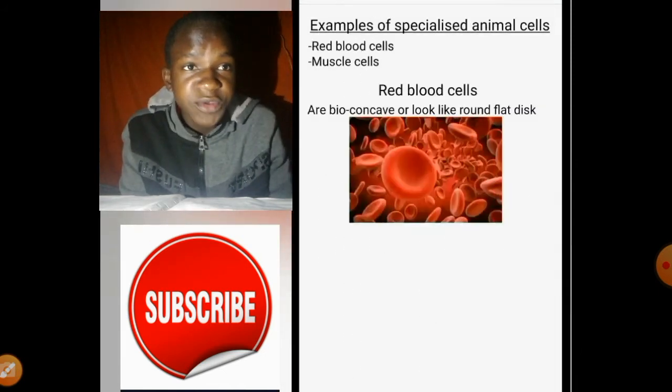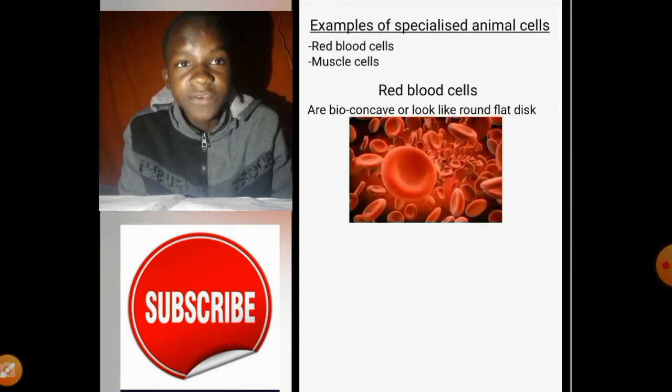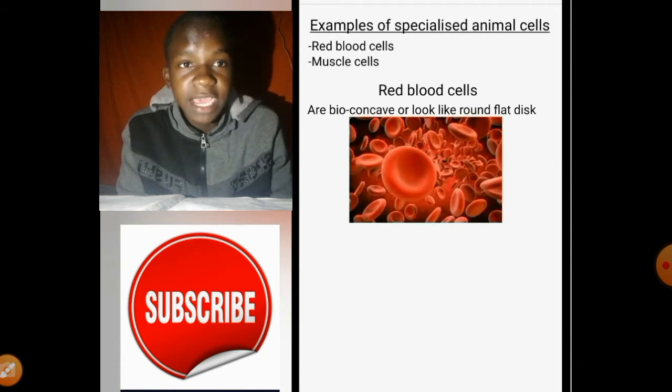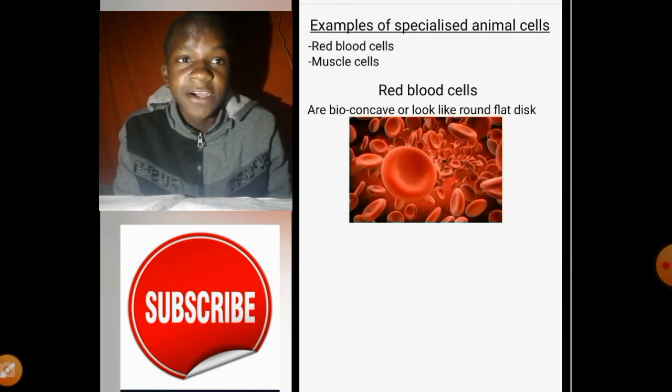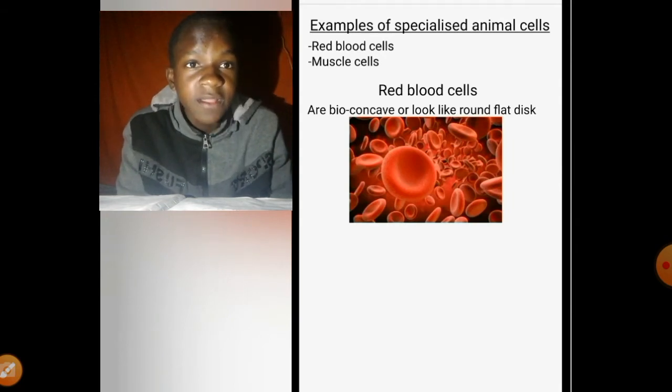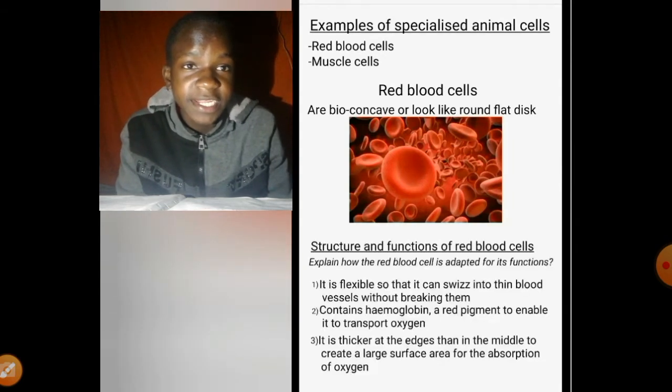We have examples of specialized animal cells here. We have red blood cells and muscle cells. Red blood cells are biconcave, or they look like a round flat disc, as you can see in the pictures below.